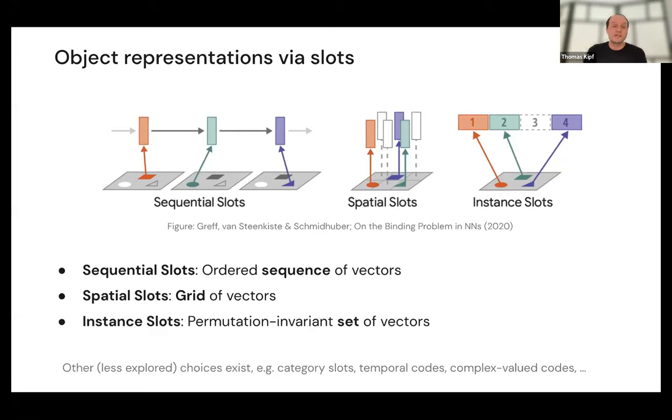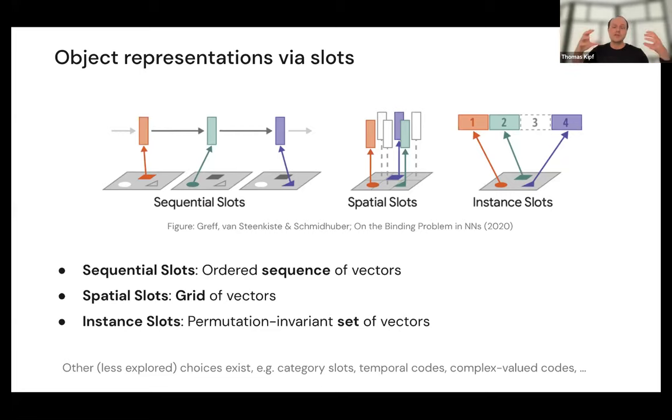And finally, there are instance slots, and those slots are effectively permutation invariant sets of vectors. Those are pretty popular these days because they reflect a property of objects in the real world. If you look at the world around you, there's no particular meaning whether you assign a label 1, 2, or 3 to a particular object. So there's no particular natural ordering or global ordering you can apply to objects in the world.